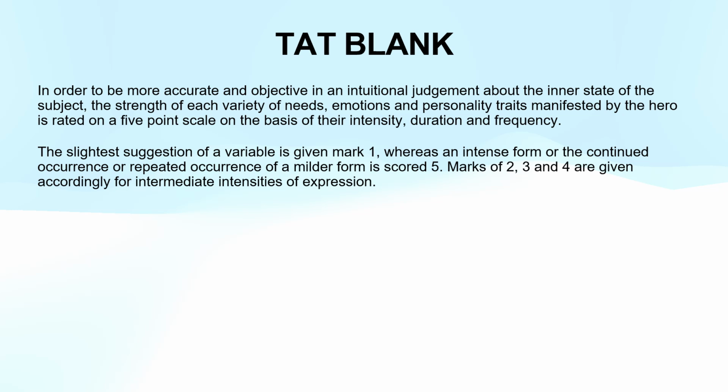This is the rating of the needs that we have seen. The slightest suggestion of a variable is given mark 1, whereas an intense form or the continued or repeated occurrence of a milder form is scored 5. And in between, 2, 3, 4 are given accordingly for intermediate intensities of expression. So this is how you will rate from 1 to 5.